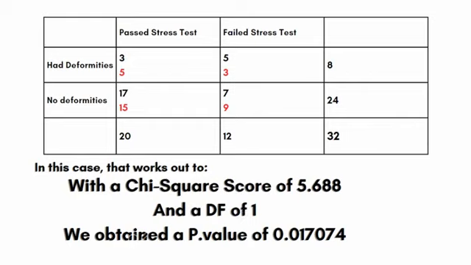With 1 degree of freedom, we attain a p-value of 0.017074. Now, this is based on the fact that if we only had one cell, we would be able to fill in all of our other cells just by having that information and our totals.